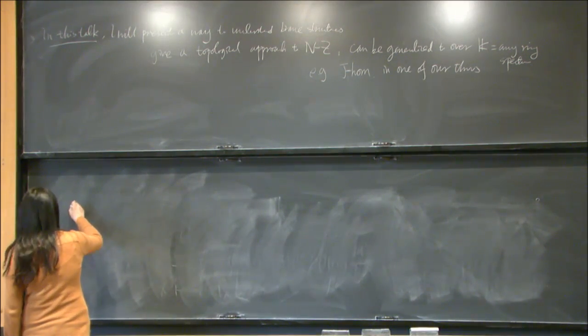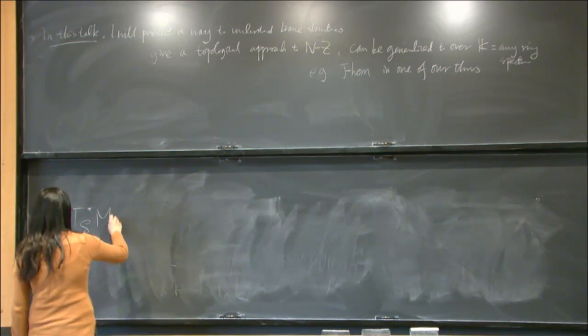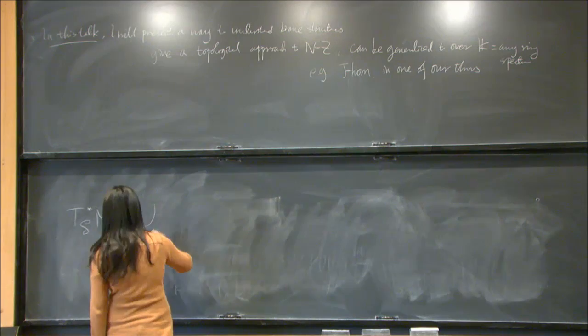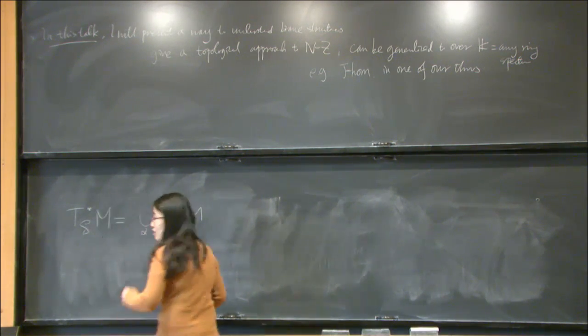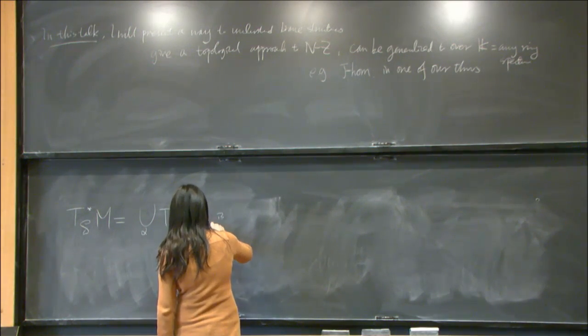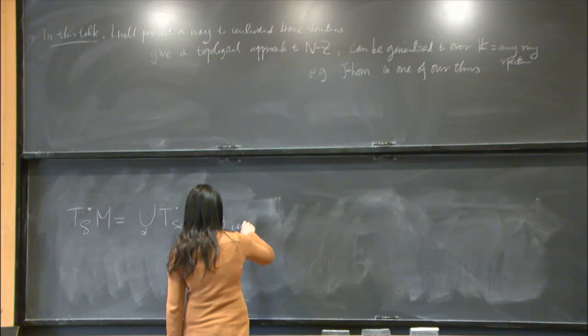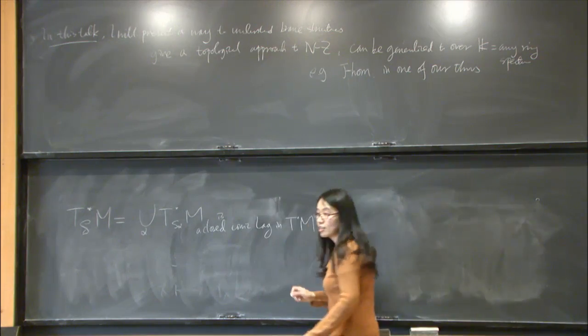So then one can form the conormal variety of this stratification. This is just the union of all the conormals to each stratum. And this is a closed conic Lagrangian in T star M.